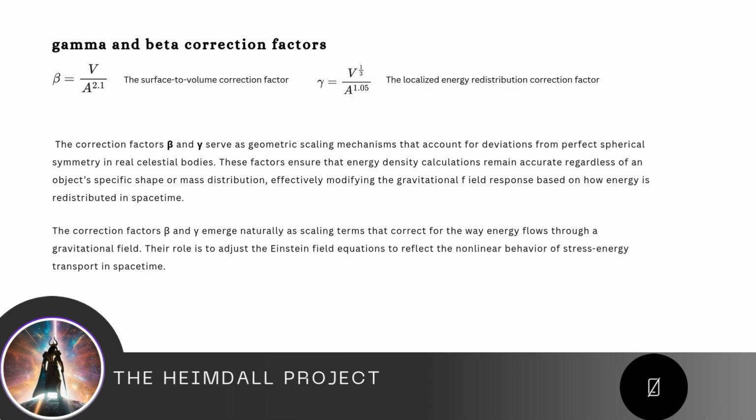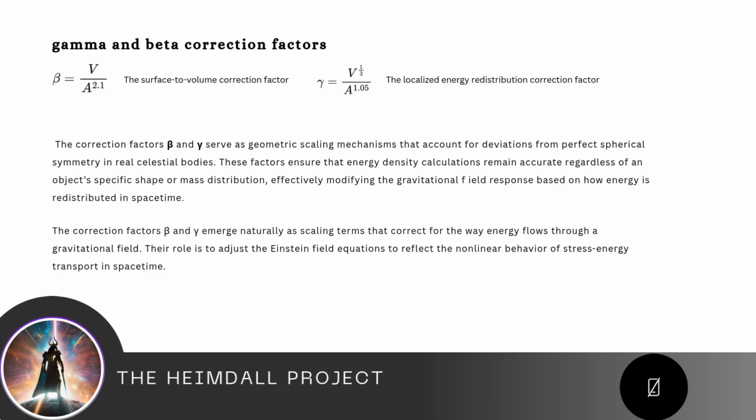So the correction factors beta and gamma serve as geometric scaling mechanisms to account for deviations of perfect spherical symmetry in real celestial bodies. In other words, it's saying, hey, in real life, things aren't perfect, which is partially what's happening in the modified Einstein field equation. In the mass space approach, you have this thing perfectly sitting on the rubber sheet, right? Per the normal analogy, but it's 4D spacetime. You don't see that, right? So you have this thing sitting on the rubber sheet, and theoretically, it's perfectly symmetrical and spherical.